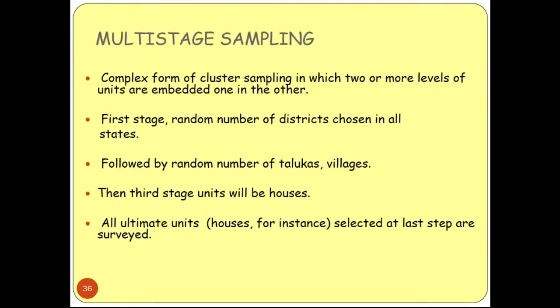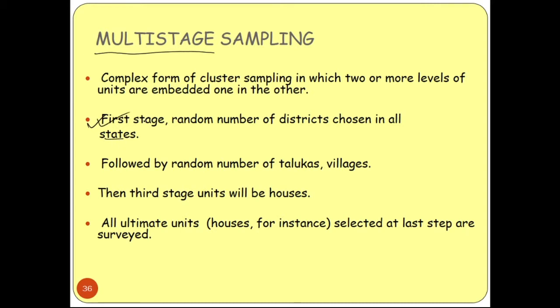So now we will discuss multi-stage sampling. Multi-stage means the sampling can be done in different stages, different steps. This is a complex form of cluster sampling, because we need to take samples of the population at different stages, different levels. Two or more levels of units are embedded one in the other. In the first stage, we choose a random number of districts in all states.